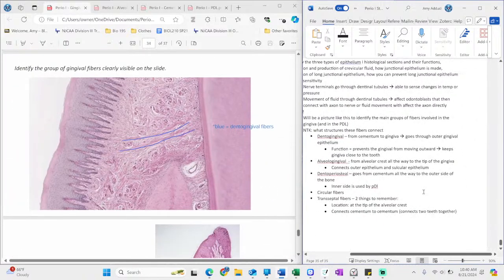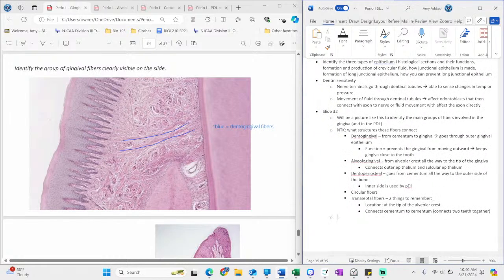So, in a histological section like this, you need to be able to tell me, where did I leave that? Oops, I moved it, sorry. Outer gingival epithelium. Dentin, cementum. This group of fibers go from cementum to outer gingival epithelium. So it can only be the dentogingival group.